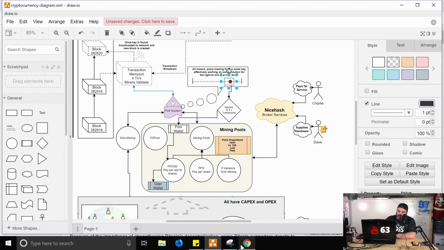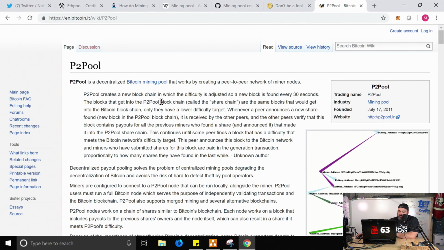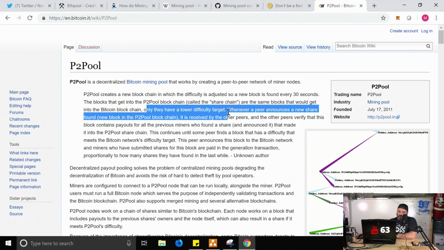To do that on a P2P pool, where you don't necessarily have that type of activity, you're still going to get essentially the work package, just in a different way. You're going to get it done through a side chain. What this is exactly saying is the blocks you get in the P2P blockchain, or a share chain, are the same blocks that you would get in, in this case, the Bitcoin blockchain, but it'll only have a lower difficulty target.